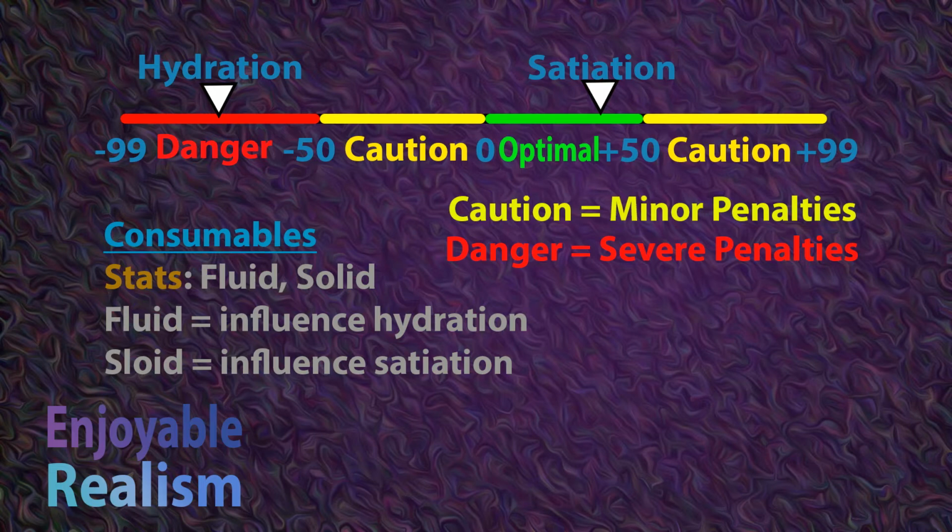-50 to 0 and +51 to +99 represent the cautious thresholds. -99 to -51 represents the danger threshold. Penalties arise while the current value of hydration or satiation fall within those thresholds, worse if danger threshold.